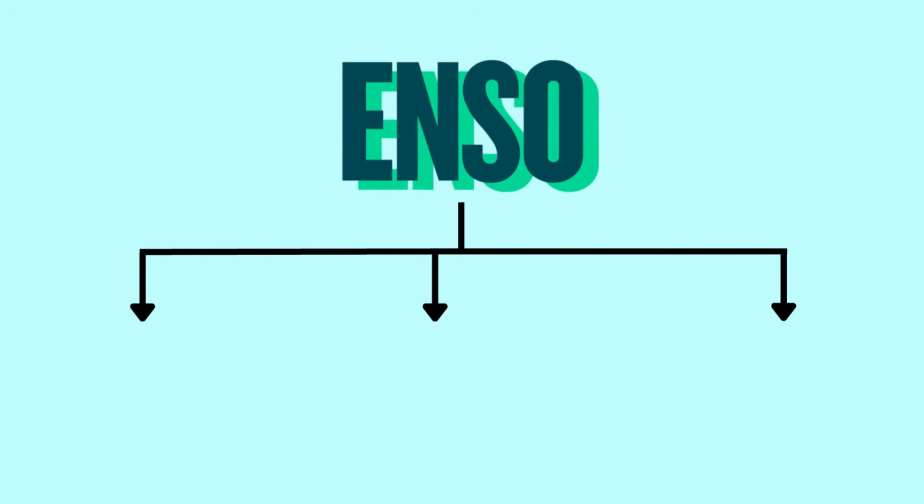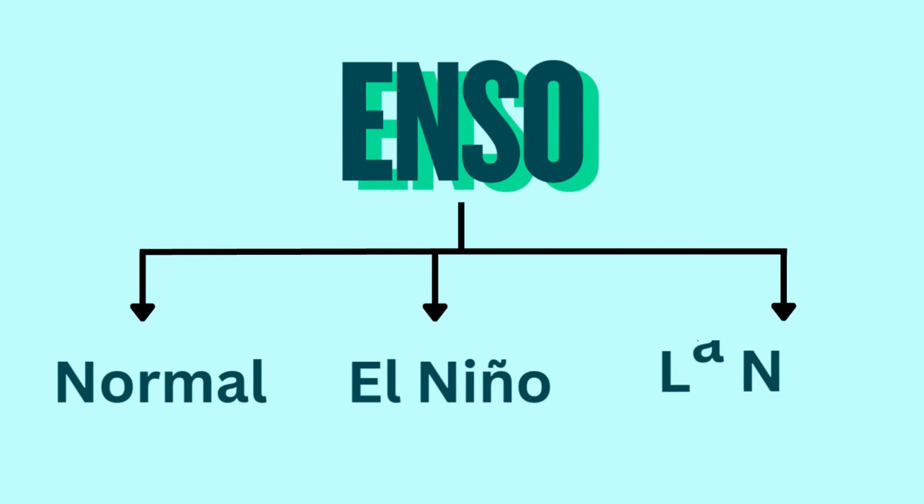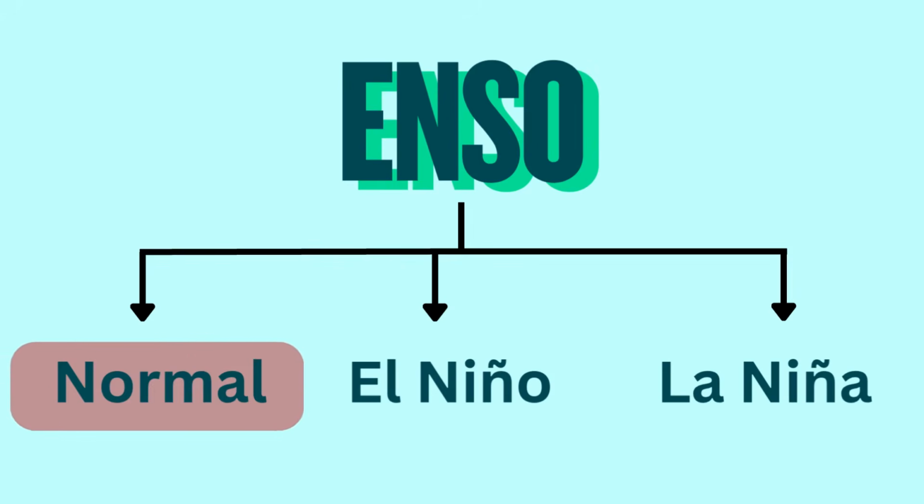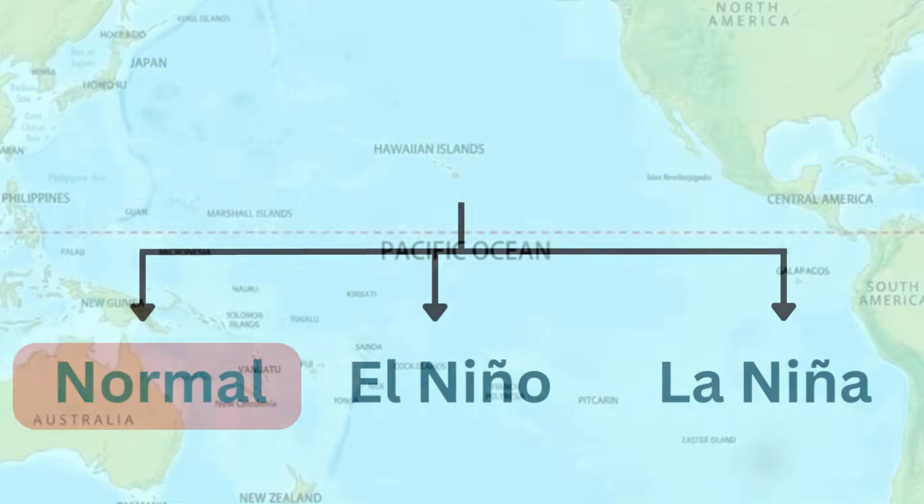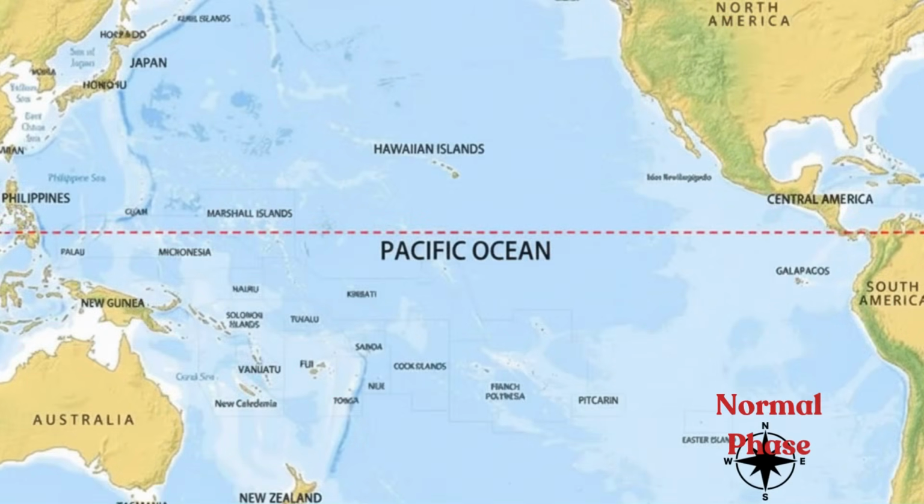To understand how ENSO occurs, we will need to break it down into three phases, even though there are only two phases. Let's take the first phase as the normal phase. Actually, there is no such phase called the normal phase. It is added just to make the topic easy to understand. In this phase, the central Pacific Ocean is warm.